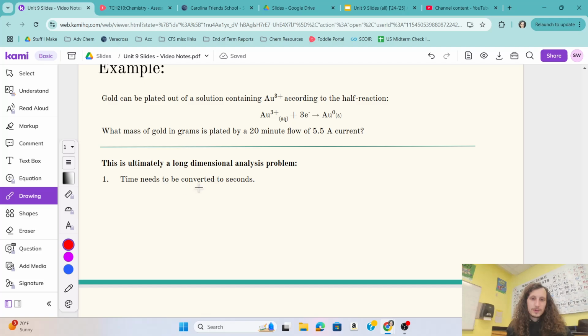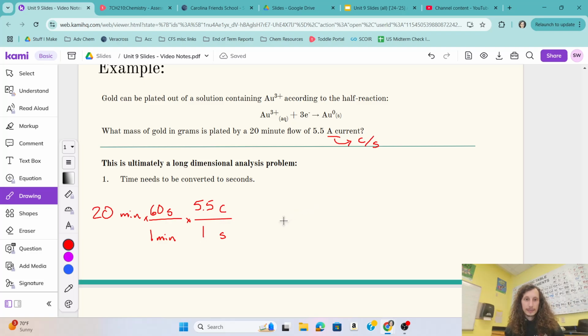Okay, so firstly, we're going to convert that time into seconds because amps is coulombs per second. So 20 minutes turned into seconds is going to be 1 minute on the bottom, 60 seconds on the top. Now, what do I do with seconds? Well, remember, an amp is a coulomb per second. To get rid of seconds, I need to put the seconds on the bottom, which means I'll put the coulombs on the top. And this 5.5 amps tells me there's 5.5 coulombs that go every 1 second.